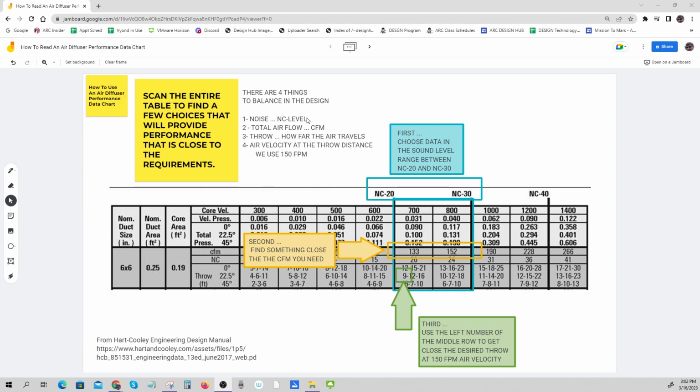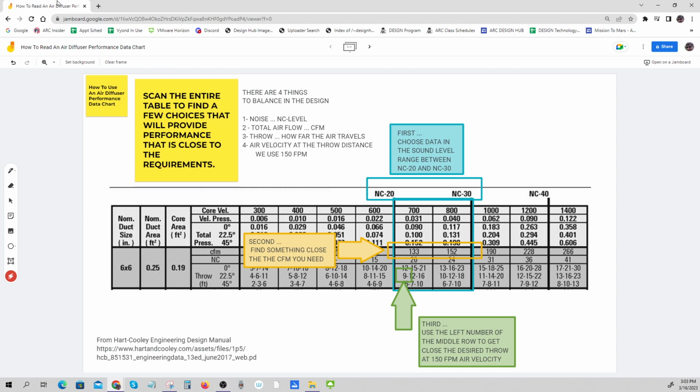And you should know that there are 4 things that you have to balance in a design. Okay, use my cool little thing here. You're never going to get anything that's right exactly on, so you just need to get the best choice that gets you close on all 4 of these criteria. You're going to have to scan the entire table to find a few choices that are going to do that, and then you'll choose the one that you think comes the closest overall. It's literally impossible to find one that matches exactly on all 4 of these.